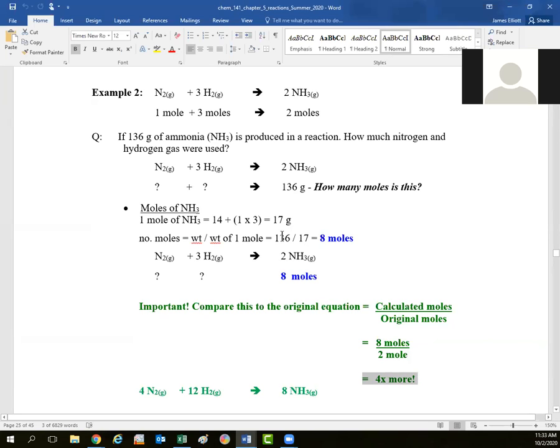If we produced 4 times as much of the ammonia, we must have used 4 times more of the nitrogen, 4 moles instead of 1. And we must have used 4 times more of the hydrogen, 12 moles instead of 3. So this gives us new adjusted proportions, the new multiplied proportions. And so with those figures, we can then work out the mass for those adjusted molar amounts.